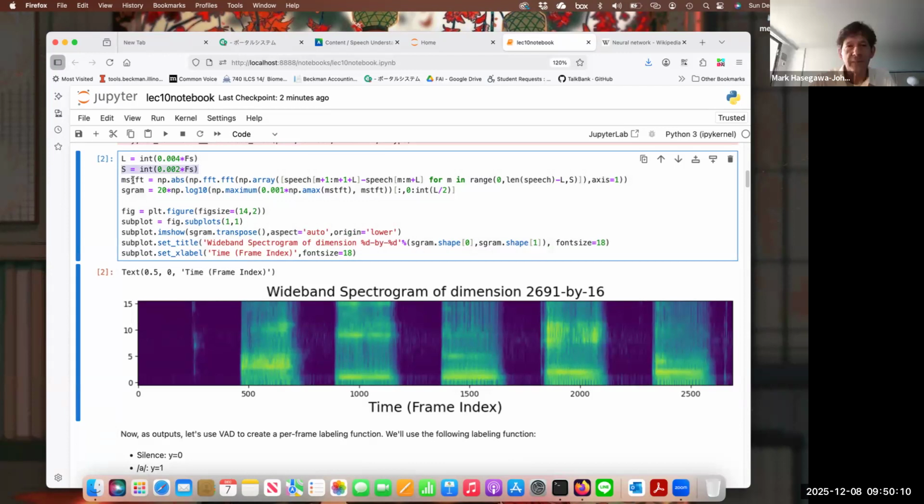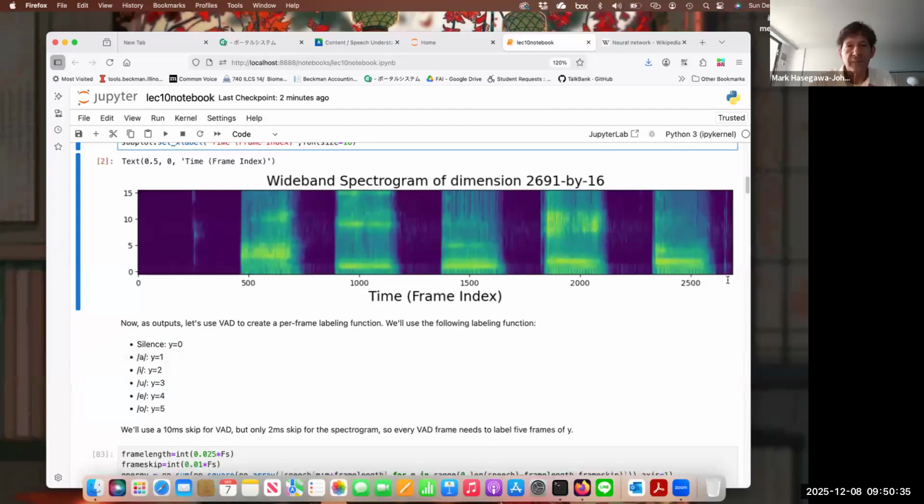And then I calculate the magnitude short time Fourier transform of the pre-emphasized speech. Note that speech of m to m plus l is being subtracted from speech of m plus 1 to m plus 1 plus l. So I'm pre-emphasizing the speech spectrum. And the result is a 2691 by 16 image. So there are 16 different frequencies, and there are 2,691 frames in this audio file.